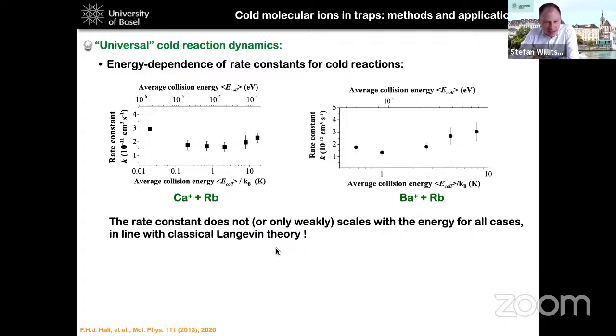What one can see here is that the rate constant is essentially constant with collision energy for both of these systems. And this is a bit reminiscent of what one gets from Langevin theory. Langevin theory predicts an energy independent and therefore temperature independent rate constant. The magnitude of the rate constant is smaller than the Langevin rate constant, it's important to realize, but the energy dependence is very reminiscent of what we get with Langevin theory.